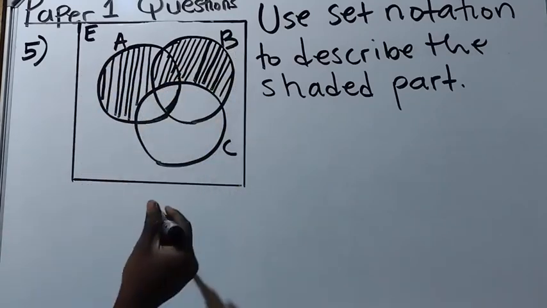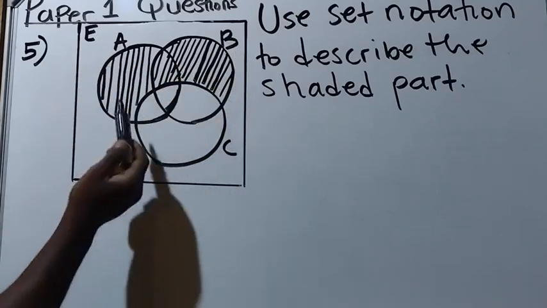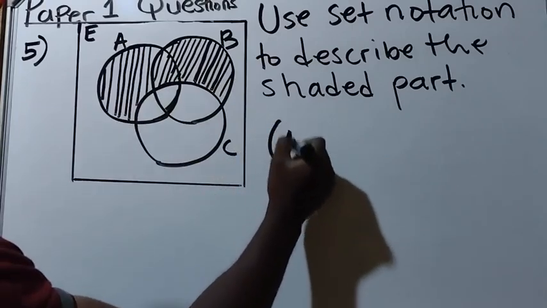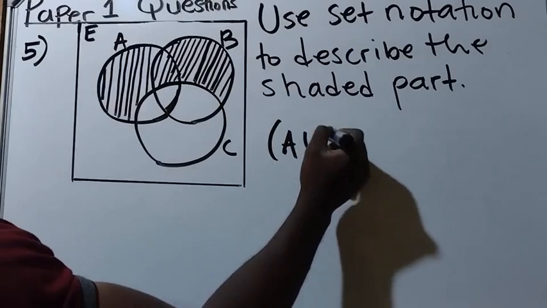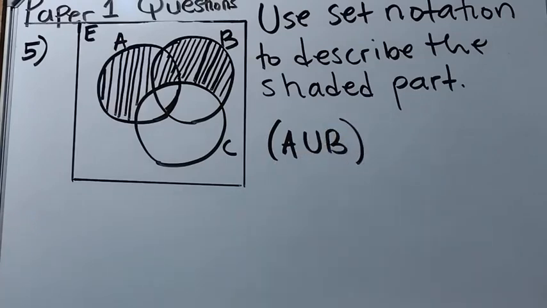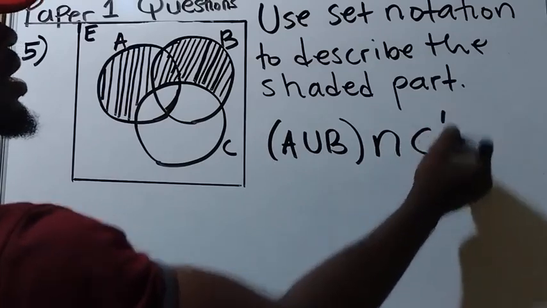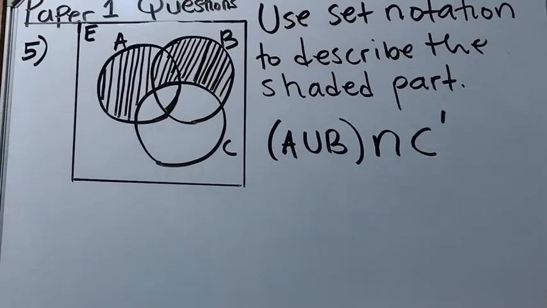So how can we use set notation to describe the shaded part? So we are going to say, open bracket, you say A union B, you close. All right? Then you say it was intersecting with what? C complement. So that is the simplest answer. Let's now move on to the next question.